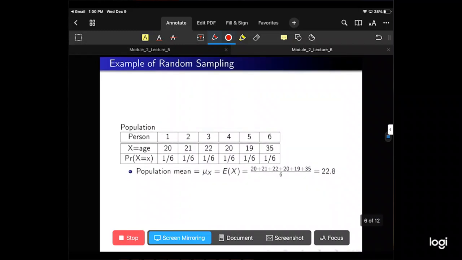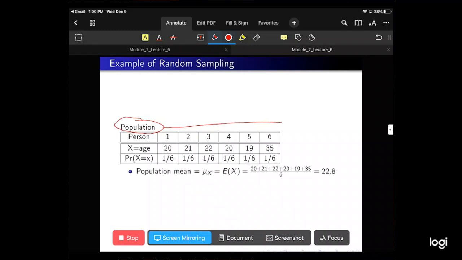Let's do an example of random sampling. We're going to do a sort of silly example here, but this should illustrate what we're talking about. The population that we're drawing from is 6 people, persons 1 through 6, and we're going to try to figure out the average age of these 6 people using statistics.